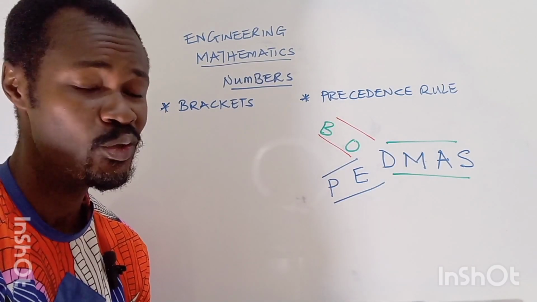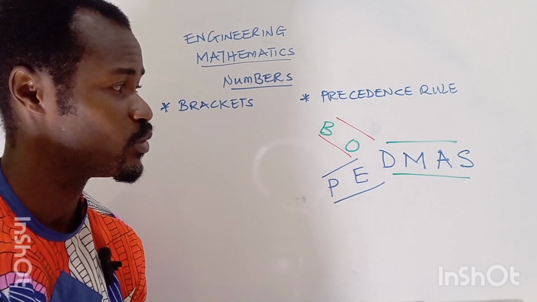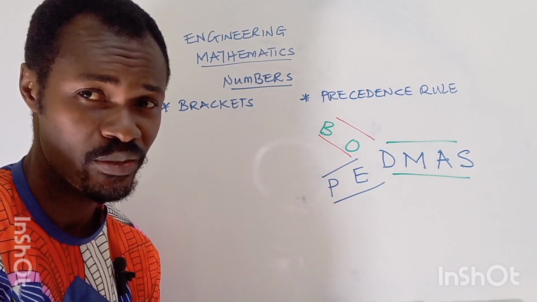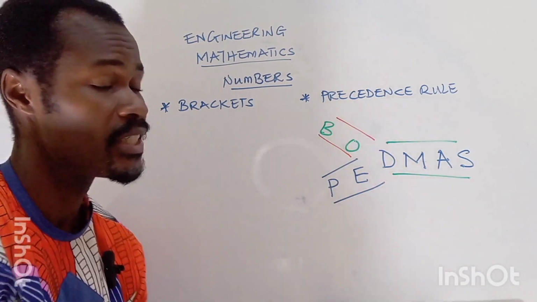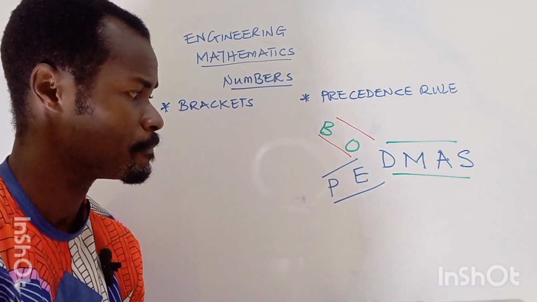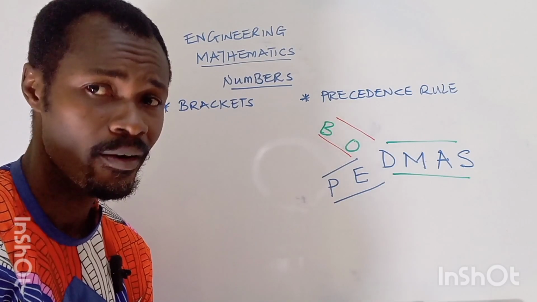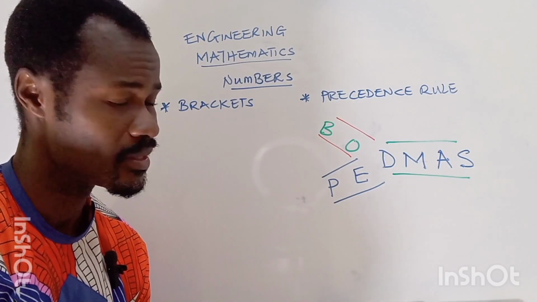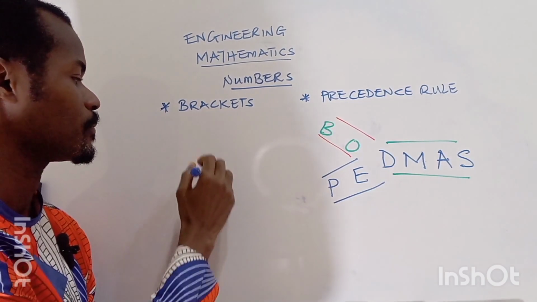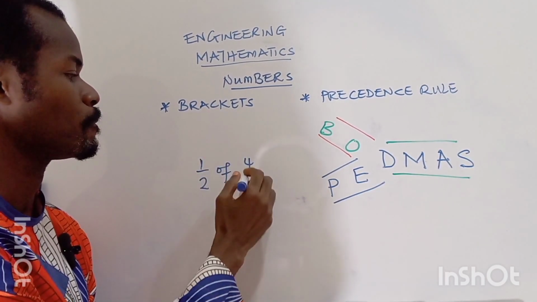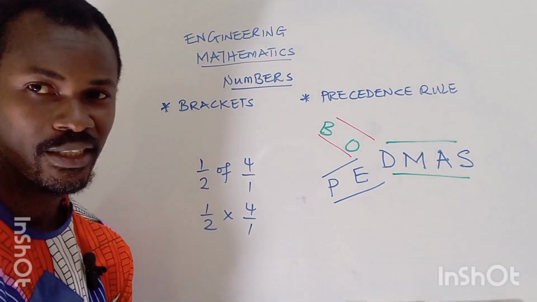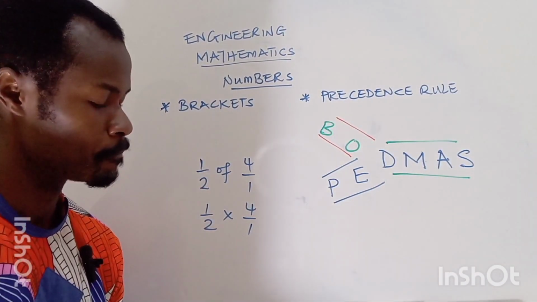I'm going to be giving examples, but before I do that, let me quickly explain what all these abbreviations mean. B is for brackets and P is for parentheses, which is the brackets. O is for of. Of most times is still multiplication. For instance, if I say half of 4, it means half times 4 over 1. So that's our of.